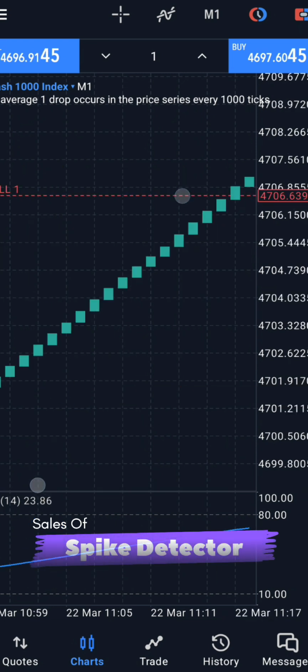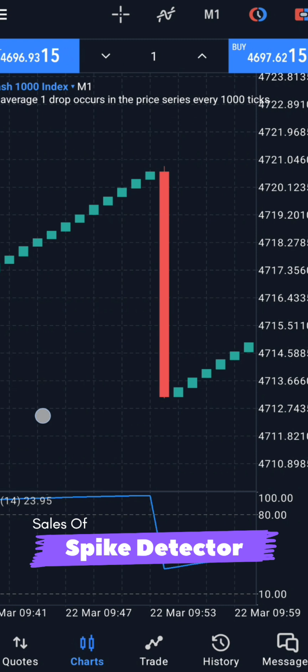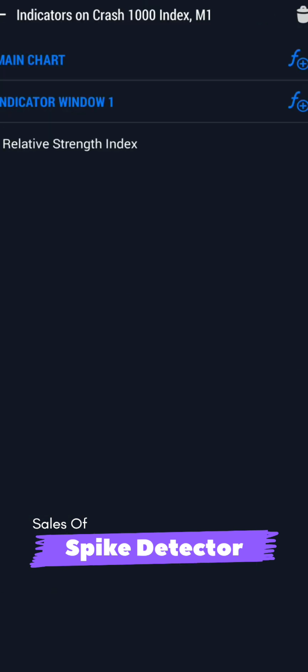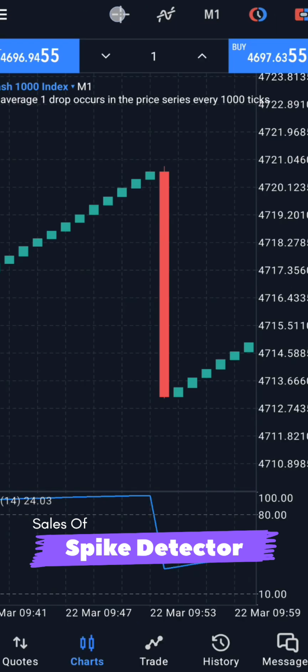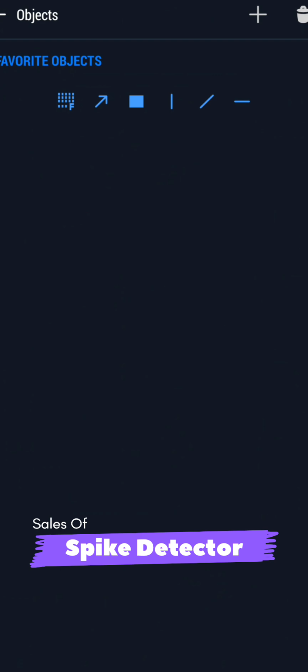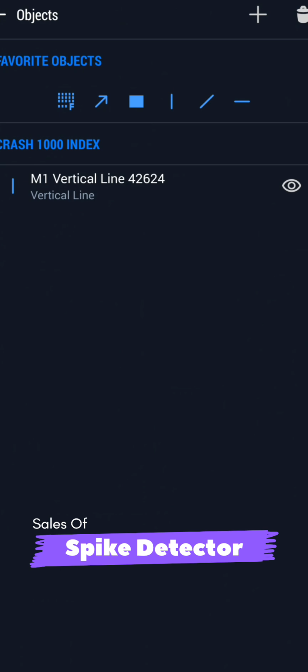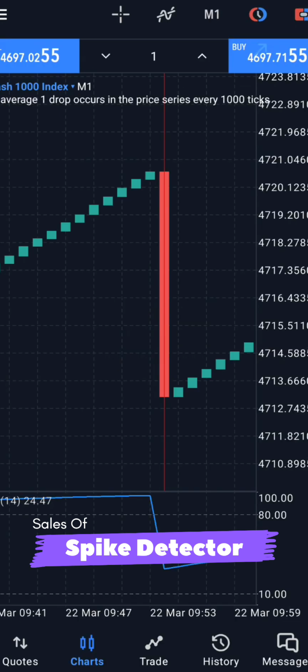Okay, now look at this. Let me quickly show you this. Look at it here. At this level here, you can see the spike. You can just see the spike at, let me use this. You see, at this level here, you can see that a spike occurred.